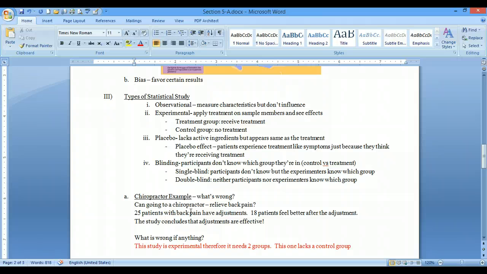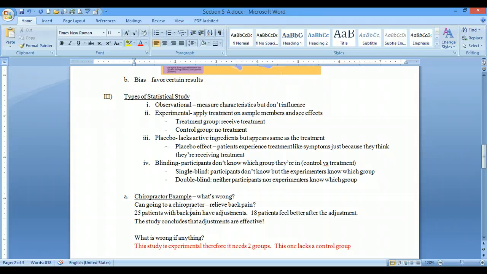A placebo lacks active ingredients, but it appears the exact same as a treatment. The placebo effect is where patients experience treatment-like symptoms just because they think they're getting a treatment, so it's all in their mind. Blinding. This is where participants don't know which group they're in, the control versus the treatment, and you can use a placebo to help in the blinding process.